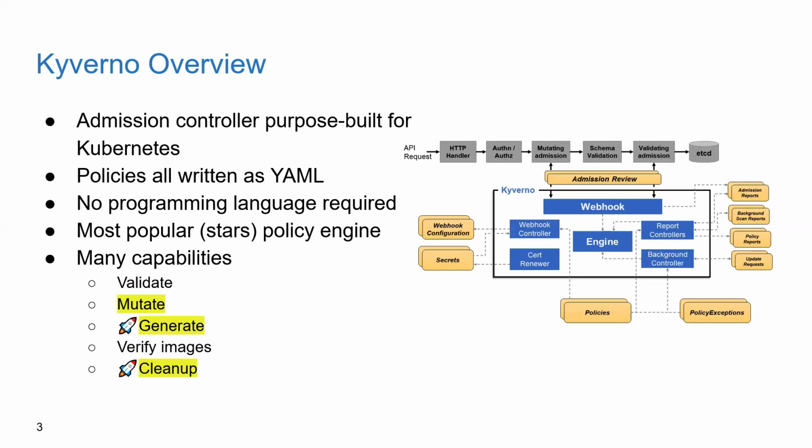Now, the two with the rocket ship next to it are capabilities that aren't found in any other policy engine that make Kyverno especially attractive for platform teams. And all three that are highlighted are the ones that will be shown off here in this demo. So because Kyverno is very vast, and many may be familiar with its validation capabilities, we're not going to cover that. We're going to cover specifically the capabilities that can help you in your platform job.